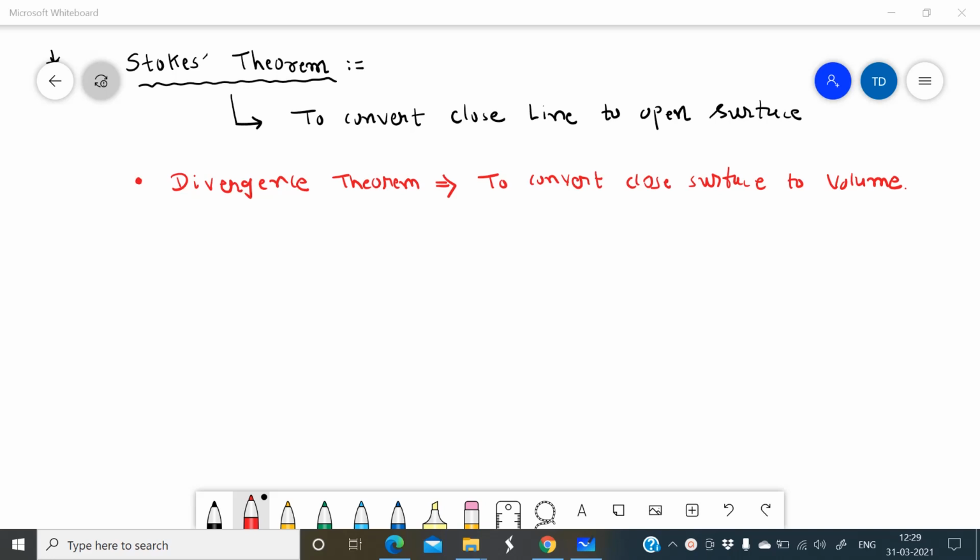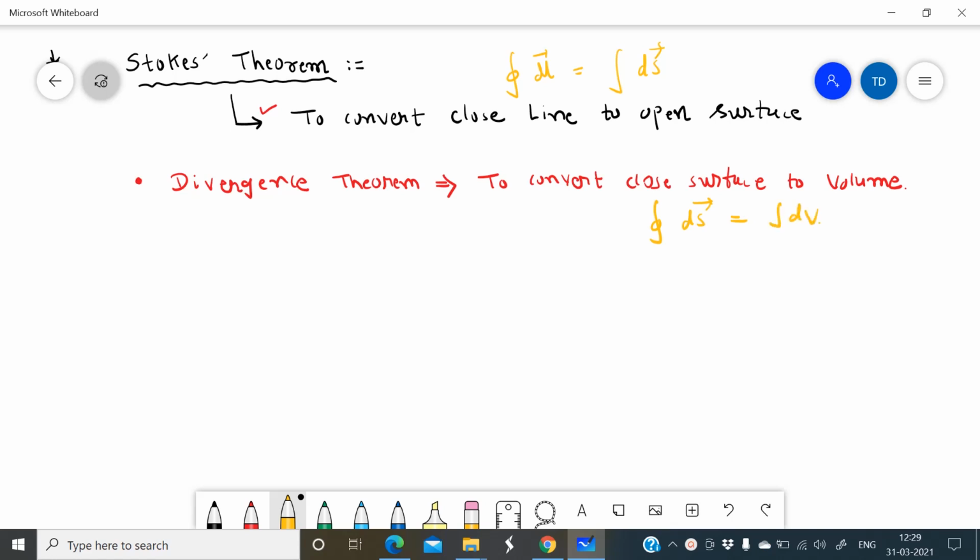Next topic, Stokes' theorem. Stokes' theorem is used to convert a closed line into an open surface. Here we have to consider a closed line and convert it into an open surface, and for that we use Stokes' theorem. We have already discussed the divergence theorem, which is used to convert a closed surface into a volume.